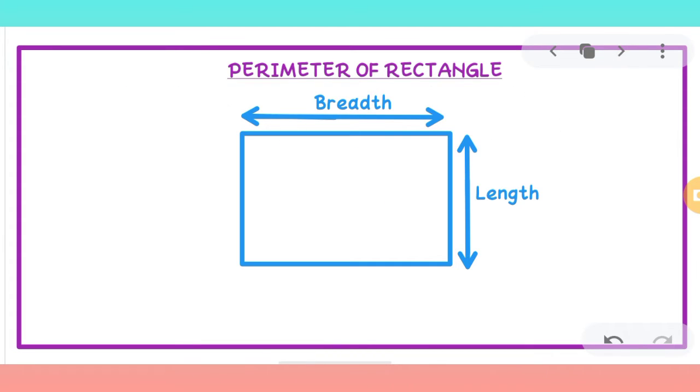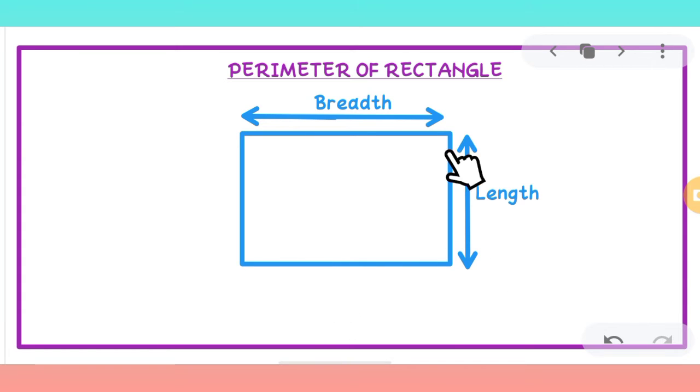Perimeter of rectangle. So this is a rectangle. In rectangle, we know that one side is known as the length and the other side is known as the breadth. Also, rectangle has two opposite sides equal. This side and this side will be the length side, and this side will be the breadth side. So, how can we find the perimeter of a rectangle? By adding up all the sides, as I told you earlier only.